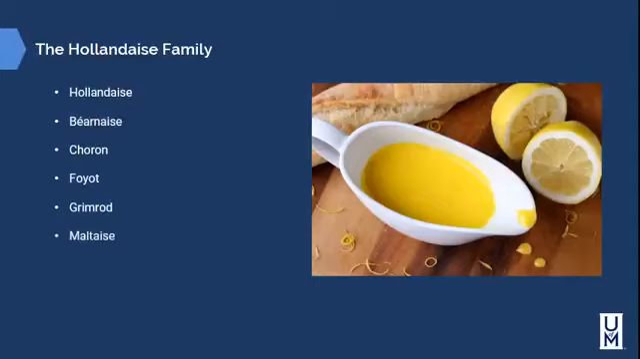Sauce Maltaise is made by substituting blood orange juice for the lemon juice in hollandaise and finishing with blood orange zest. Sauce mousseline, also referred to as chantilly sauce, is made by finishing hollandaise by folding in whipped heavy cream to lighten the sauce.